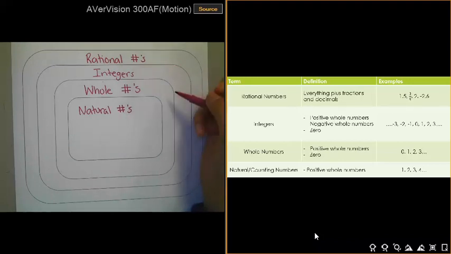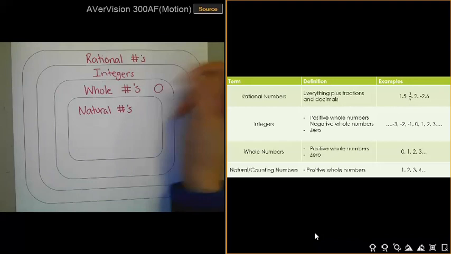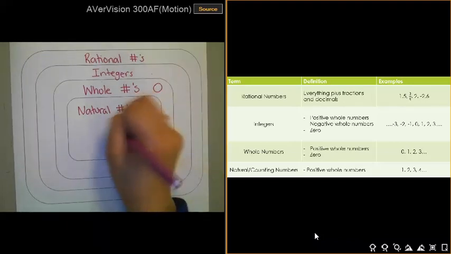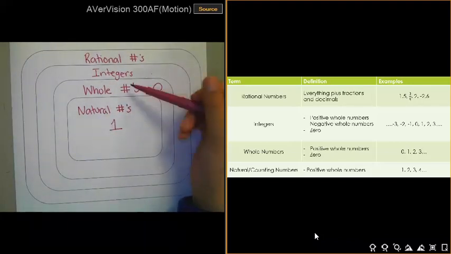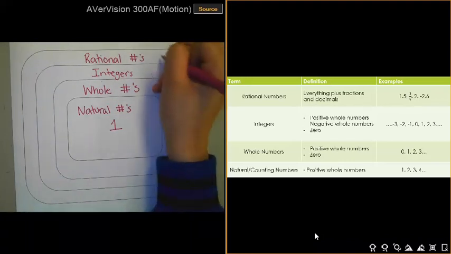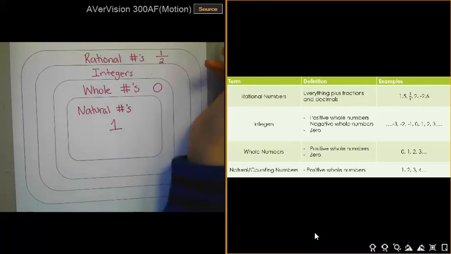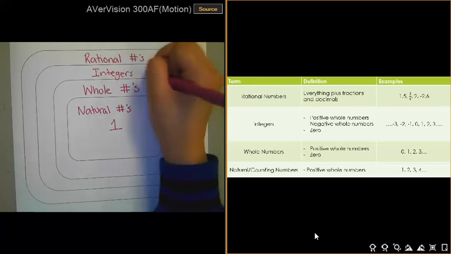So for instance, if I have the number 0, 0 is a whole number. 0 is also everything that it is on the outside. So 0 is whole, it's an integer, and it is also rational. A whole number is not a natural number. You are going back down. You cannot do that. So it's not a natural number. If I say the number 1 is natural, well, since it's on the inside, it is also a whole number, an integer, and a rational number. 1/2 is only a rational number. Fractions and decimals only belong in rational numbers. And -3 would be an integer.